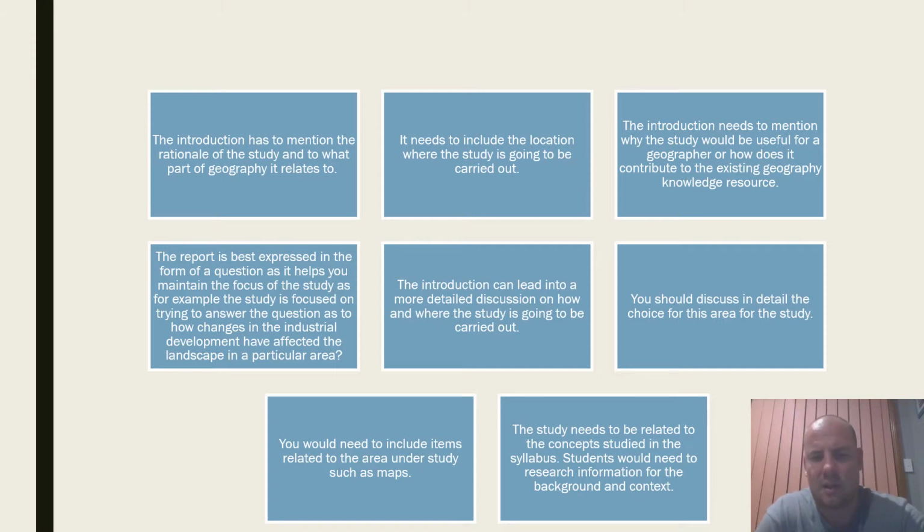It needs to include the location where the study is going to be carried out. So again, that's why we're using our maps. The introduction needs to mention why the study would be useful for a geographer, or how it contributes to existing geography knowledge resources. So again, that's your purpose. Why would anyone want to look at Pioneer Dairy? Why have people looked at the management? And that's what you need to answer.